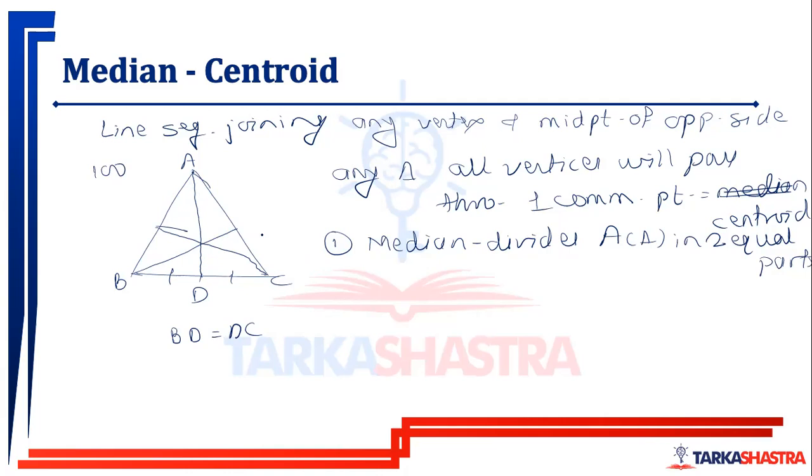Okay. Similarly, centroid divides the median in the ratio 2:1. अभी ये मीडियन को अगर मैं 3 पार्ट में डिवाइड करूं तो इसमें से 2 पार्ट सेंट्रोइड के वर्टेक्स साइड में आते हैं और एक पार्ट सेंट्रोइड के मीडियन मिड पॉइंट साइड में आता है.